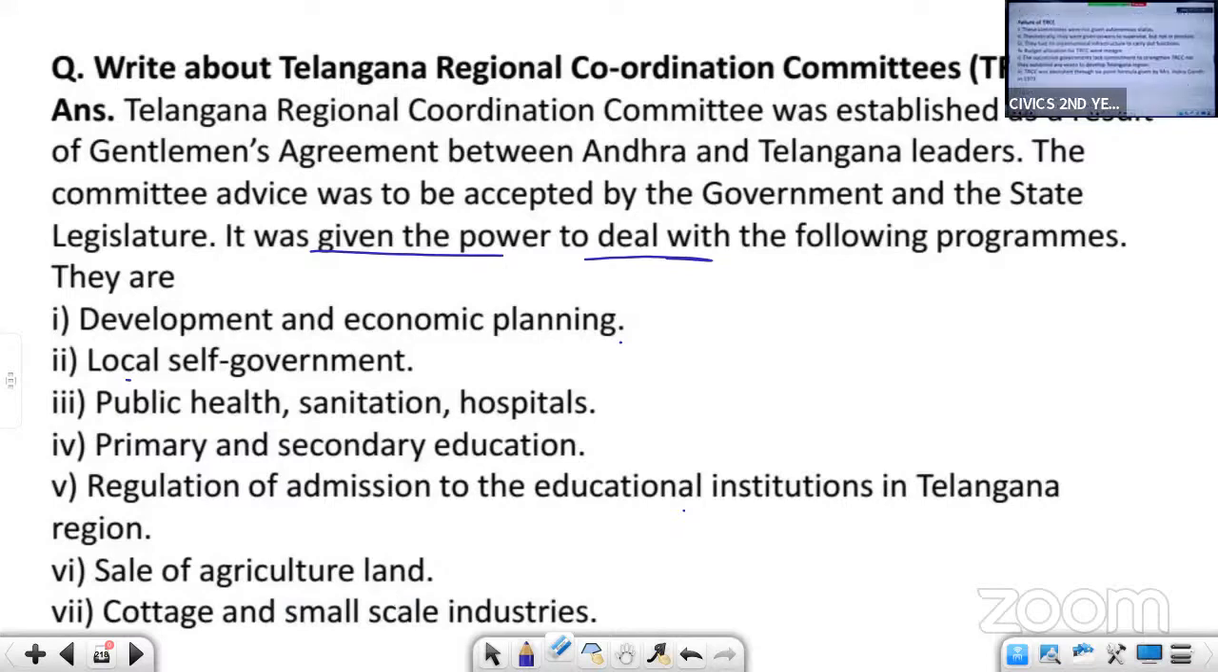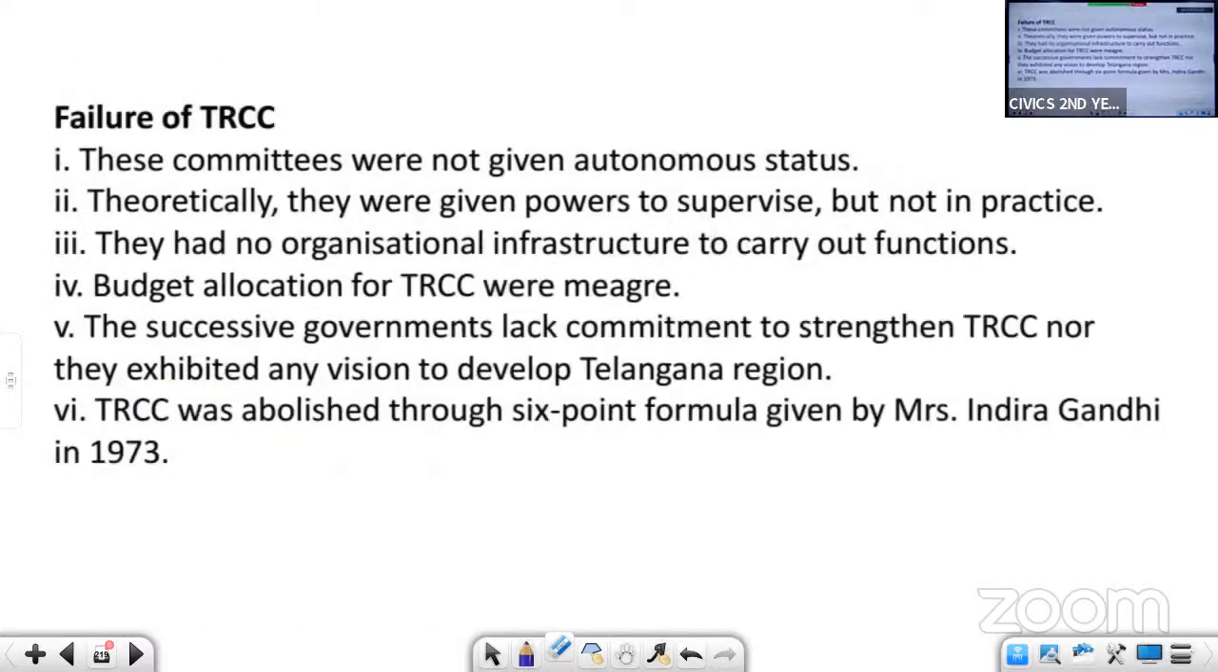Then what happened? Why did the Telangana Regional Coordination Committee fail? What are the reasons for its failure? So, these committees were not given autonomous status. They said that they'll give them the powers, but they did not give them the powers. Theoretically their powers were given. They were given power to supervise, but not in practice. Practically, they were not functioning.